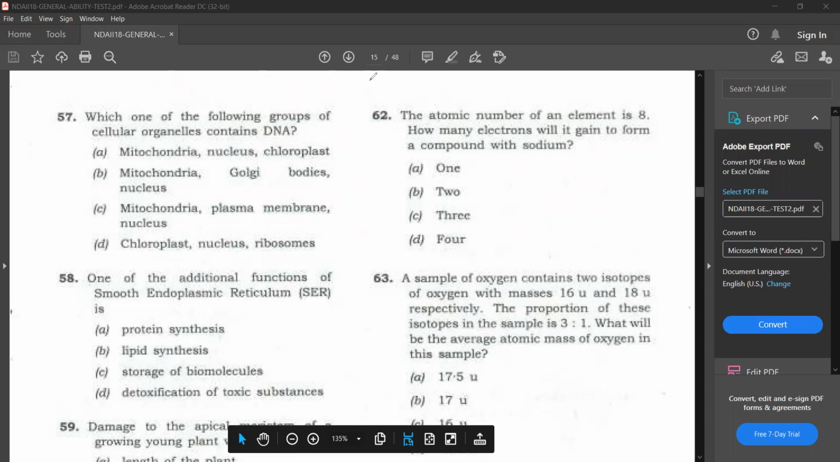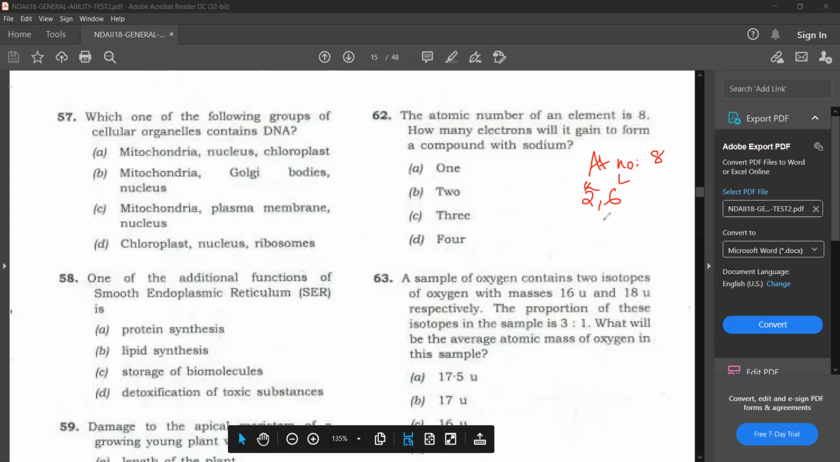Atomic number of an element is 8. How many electrons will it gain to form a compound with sodium? So the atomic number is 8. What is the configuration? 2, 6, isn't it? This is K shell, this is L shell.